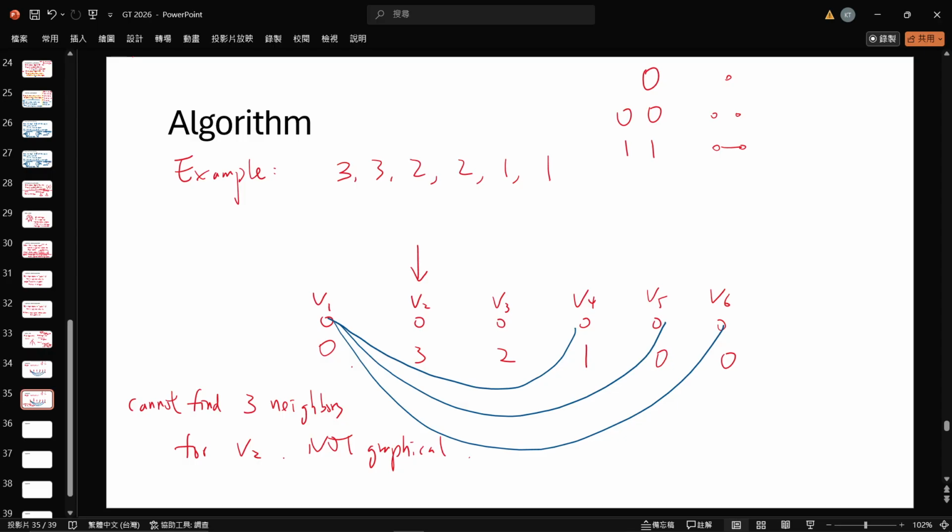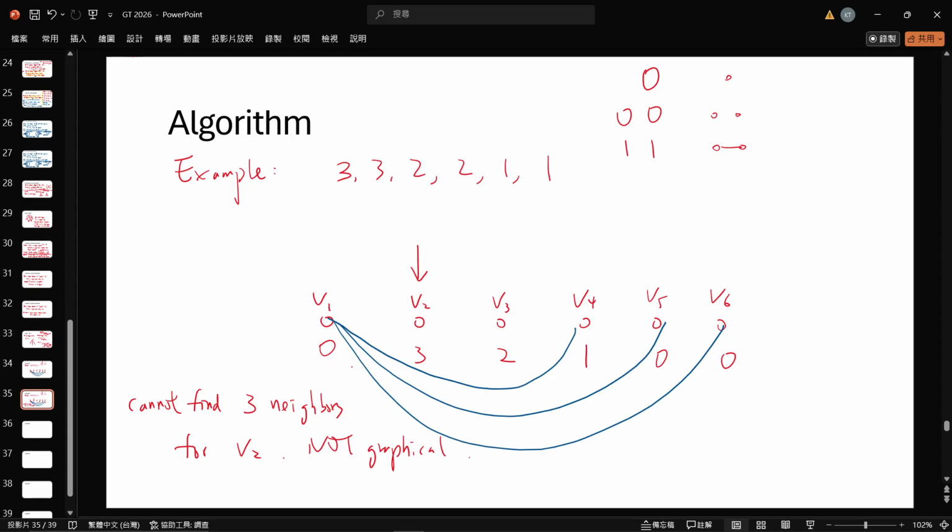But is the algorithm correct? Because it fails here, your output is no. But is it true? Is it true that 3, 3, 2, 2, 1, 1 is not graphical? Turns out that this is graphical. 3, 3, 2, 2, 1, 1 is graphical. But the algorithm, or at least precisely this algorithm, cannot output a graph that realizes the degree sequence.